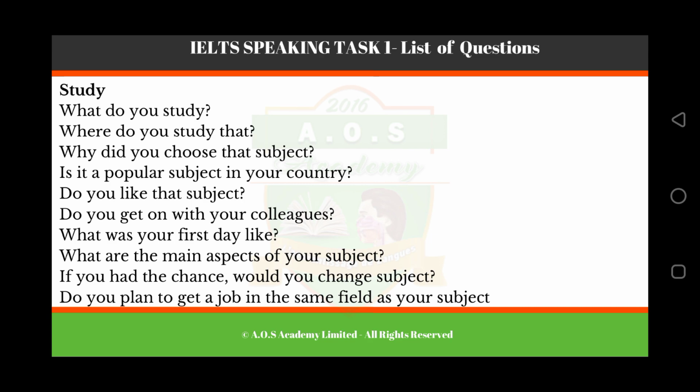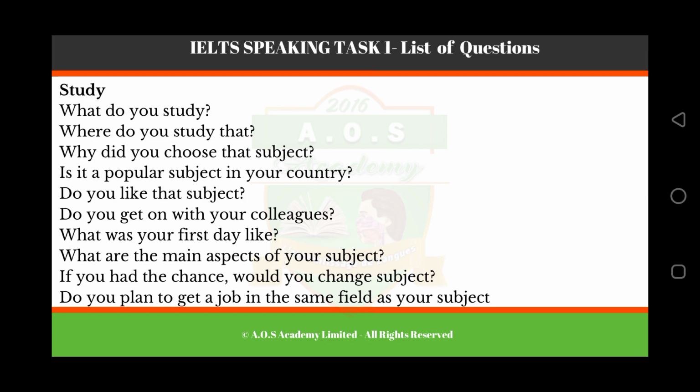The next question is: what are the main aspects of your subject? The main aspect of my subject is problem solving. This area has helped me gain a deeper understanding of the subject. The next question is: if you had the chance, would you change subject? No, I wouldn't change my subject.